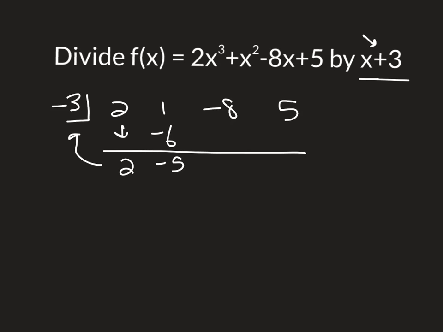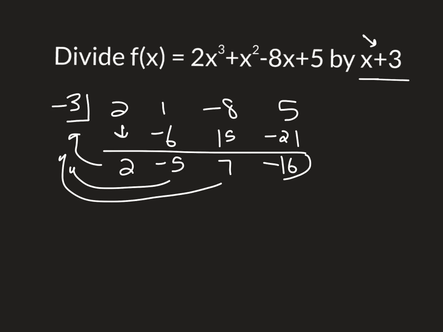Number comes down below, multiply by what's in the box. That's 15. Add again. You get 7, multiply by what's in the box. Negative 21. Add again. And you're going to see me do this a lot. I'm going to circle that last number because that last number represents the remainder. Now the numbers on the bottom represent the coefficients of your quotient, of the answer. Also, you start your quotient 1 degree less than how you started.